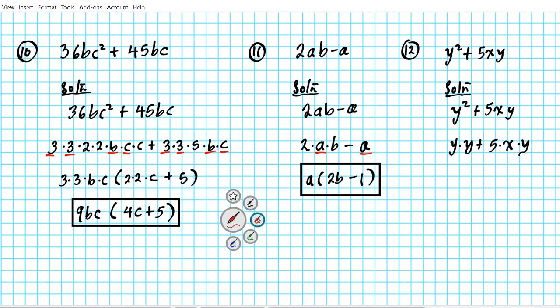Now, what is the GCF that we can pull? What are the common factors that we can pull out here? We can pull out a y and a y. That's common. So we have y times the quantity y plus 5x. And that, ladies and gentlemen, is the answer to question number 12.